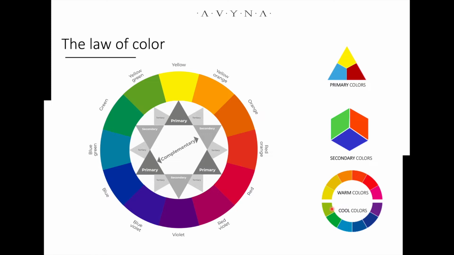These colors exist on their own and cannot be made. These colors are yellow, blue, and red. When all three of the primary colors are mixed together, the result is brown.